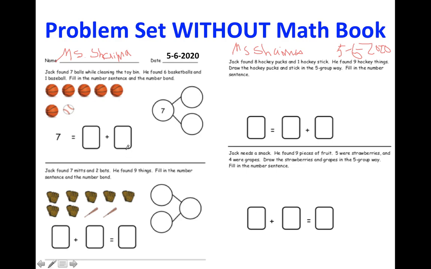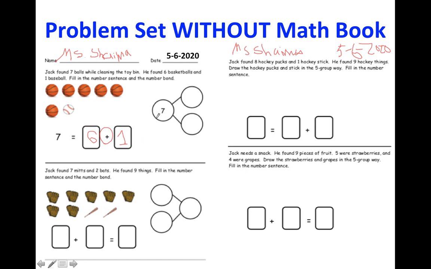And from our previous problem, we saw that when we have an addition sign in between 2 blanks, that means these are the 2 parts. And from the story, we can see that Jack has 6 basketballs and 1 baseball. So that means 6 plus 1 equals 7. At this time, you can check your work by counting on your fingers, or you can use the materials you have next to you to check your work.